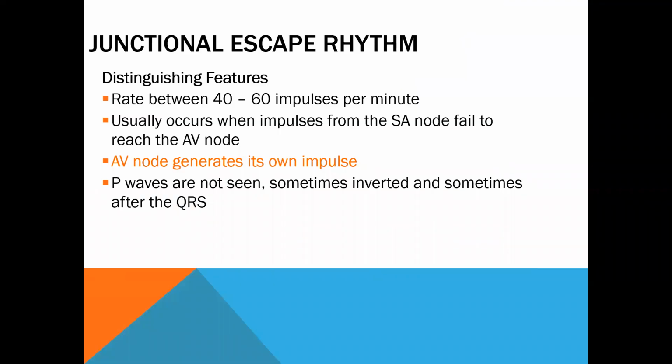A junctional escape rhythm has a slow rate, between 40 and 60 impulses per minute. It usually occurs when impulses from the SA node fail to reach the AV node, so the AV node will generate its own impulse. P waves are not seen. Sometimes they can be inverted, and the reason is that instead of the atria depolarizing from the top to the bottom, they're depolarizing from the bottom to the top, a retrograde depolarization. Sometimes the P waves show up after the QRS.